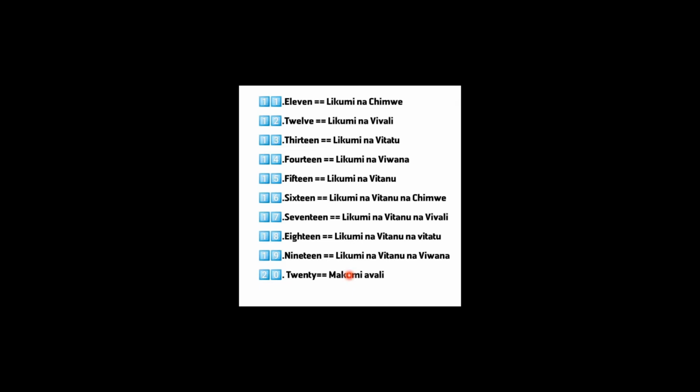Makumi is the one which makes the numbers change their pronunciation. The numbers now start with a. Makumi abali, 20. 30, makumi atatu. 40, makumi awana. 50, makumi atano. So makumi brings in this a: abali, atatu, awana, atano, and they go on.